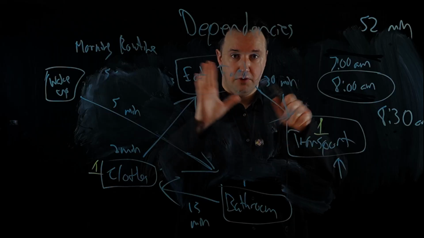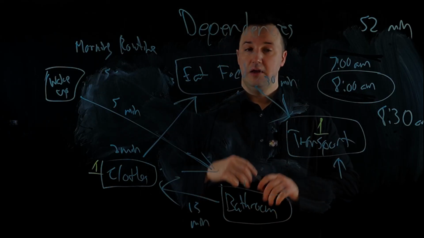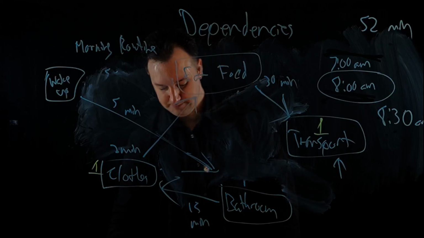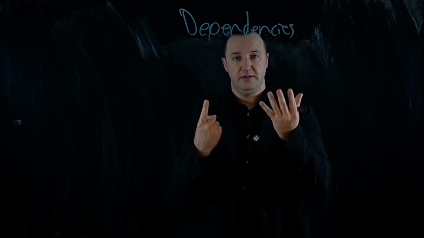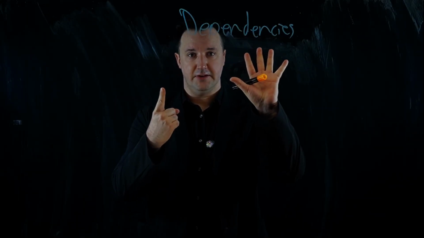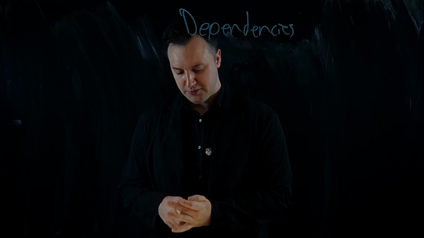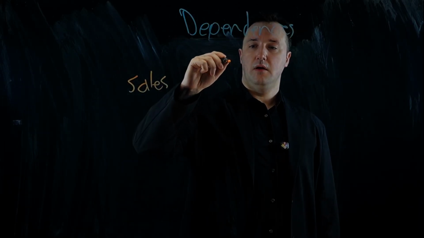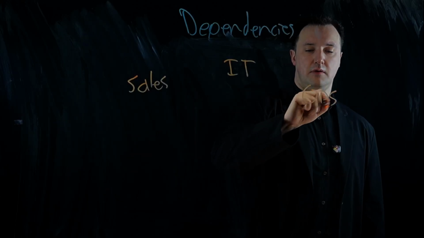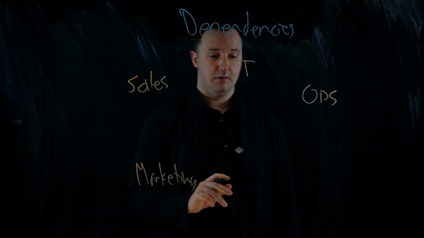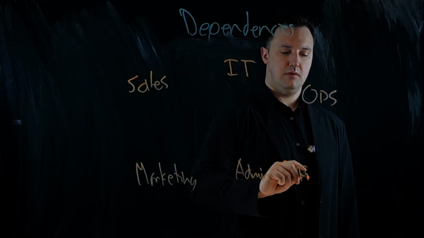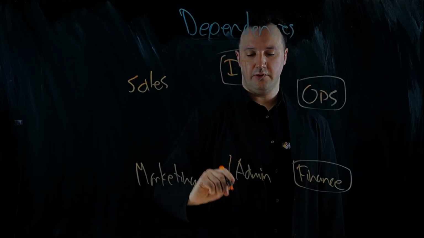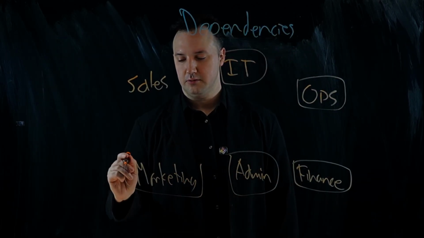Now I'm going to erase this, and I'm going to show you an example with the standard functions we've put for business in other sections. We've got six functions. Sales. IT for segment. Ops. Marketing. Admin. Finance. Everyone gets a box or a circle or whatever. Everyone gets a little home to live in.